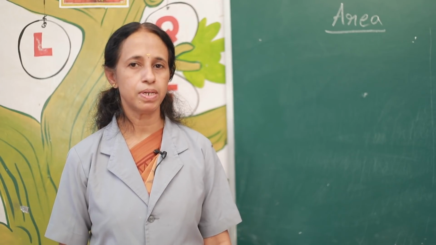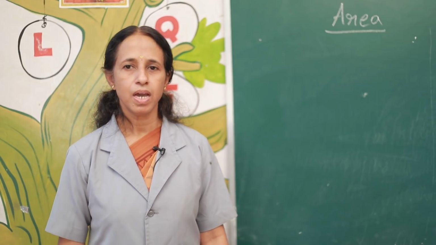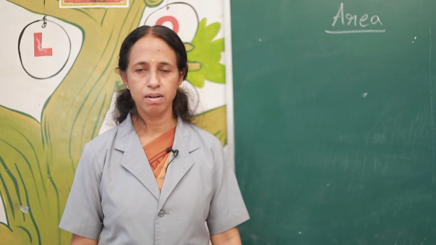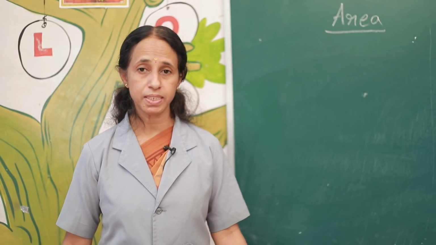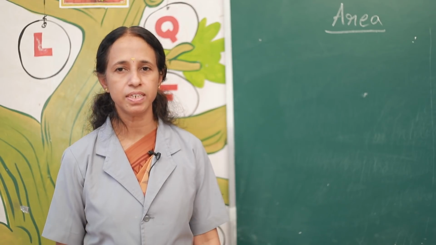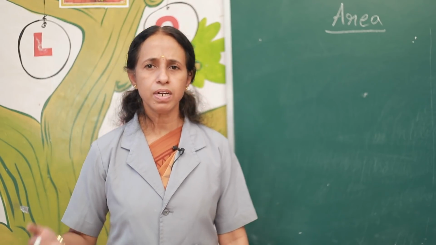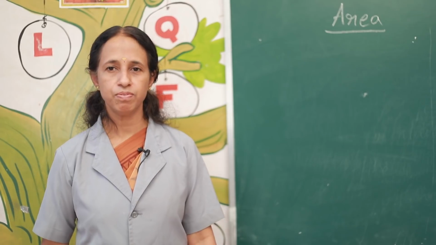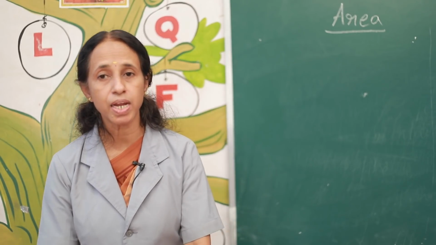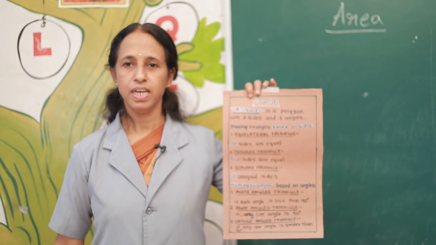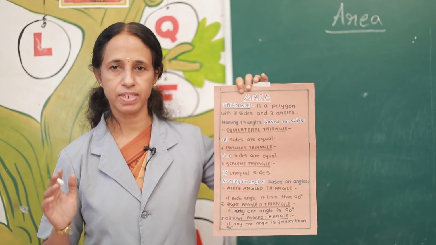Area is the first chapter in 9th standard. Have you heard about triangle? What is a triangle? How many sides does it have? It is a polygon. It has 3 sides and 3 angles. What are the different types of triangles? Name a triangle based on sides, and name a triangle based on angles. First, name a triangle based on sides.